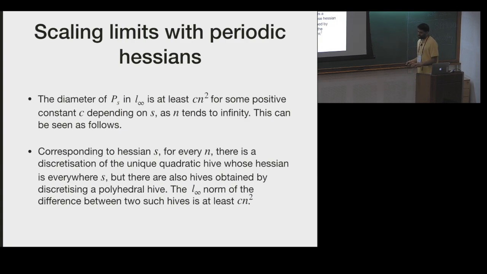You can see this, for example, by just taking a quadratic function with the right Hessian, and then taking some polyhedral thing with faces that are flat. So that thing, the polyhedral thing, looks like this, and the quadratic thing looks like this.